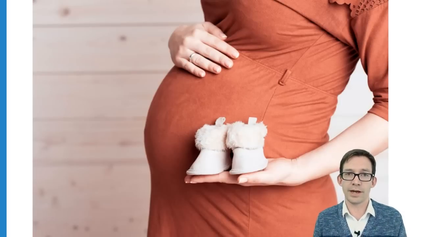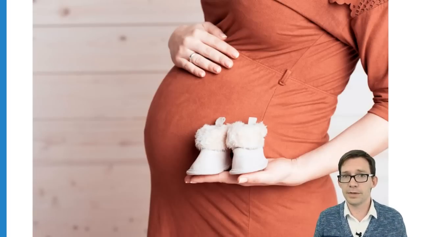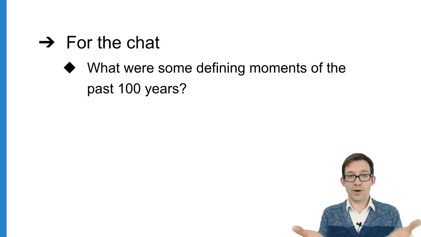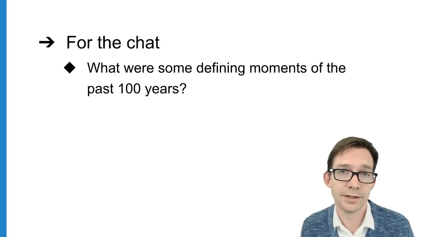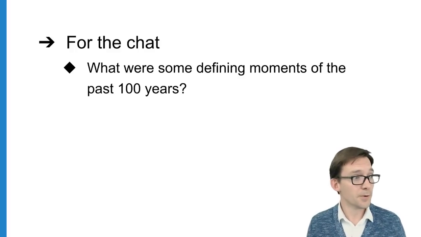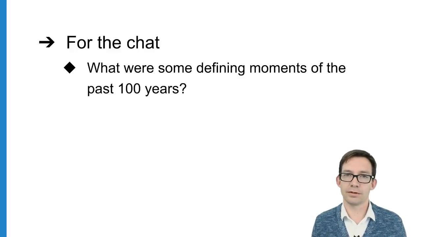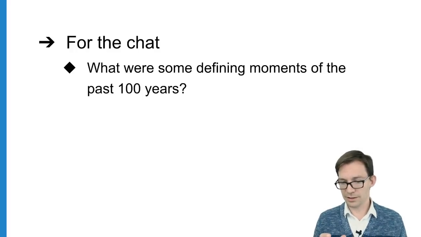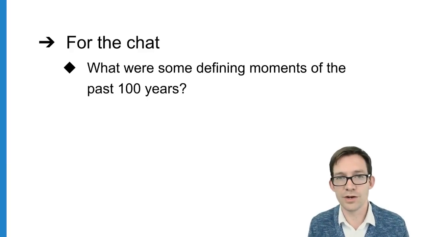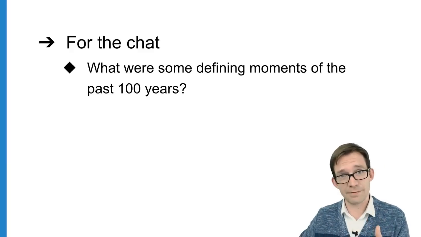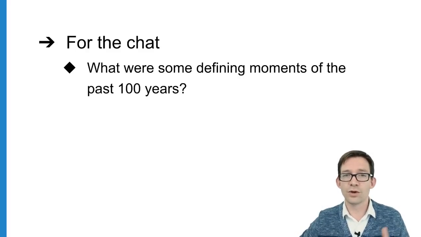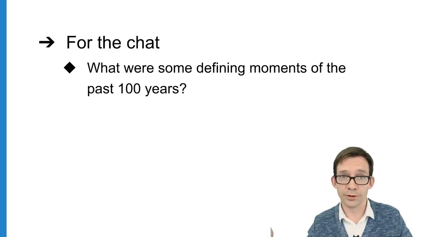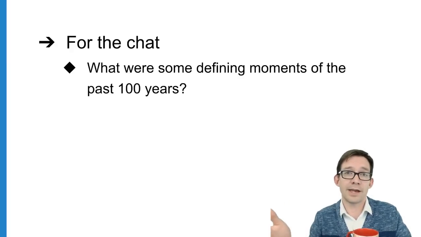We also use the phrase defining moment to talk about history, significant events in history, okay? So for example, in the chat, you can throw out some ideas. The question is, what are some defining moments of the past 100 years? Meaning, what are some things that happened that are essential or significant events that shaped the last 100 years, or really influenced and affected us? Really significant stuff, not little things that don't really matter, but the important stuff. I mean, something like going to the moon, for example, could be considered a defining moment, all right?